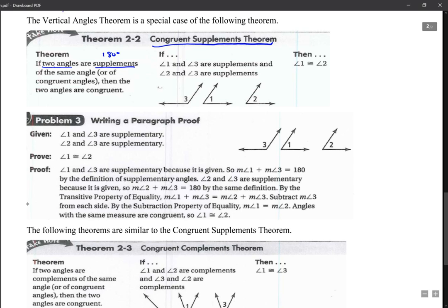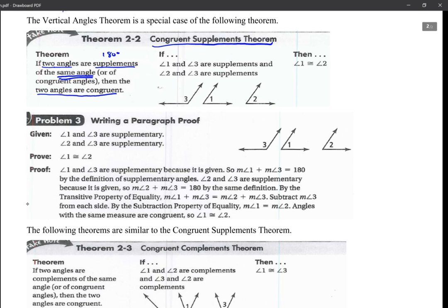If 2 angles are supplements of the same angle or of congruent angles, and that'll become more important as we go, because congruent angles are essentially the same angle. Does that make sense? Congruent angles have the same measure, they're just the same angle drawn somewhere else. So our requirement, if 2 angles are supplements of the same angle, then what's the result? Then those 2 angles are congruent.